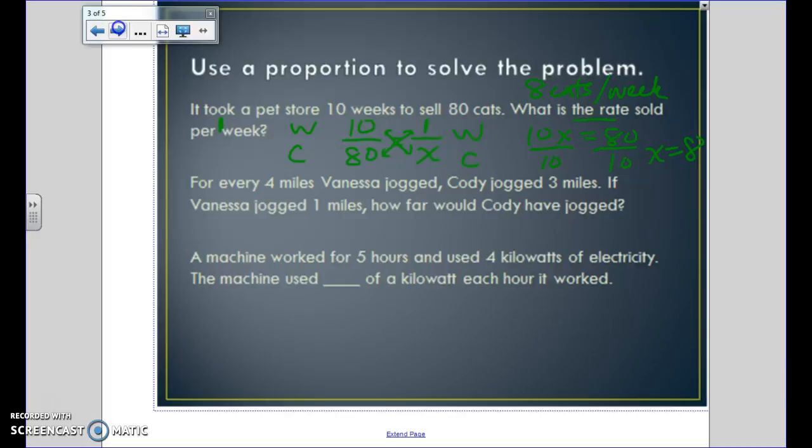All right, so 8 cats per week. Again, when I look at this next problem, it says for every 4 miles Vanessa jogged, Cody jogged 3 miles. If Vanessa jogs 1 mile, how far will Cody have jogged?